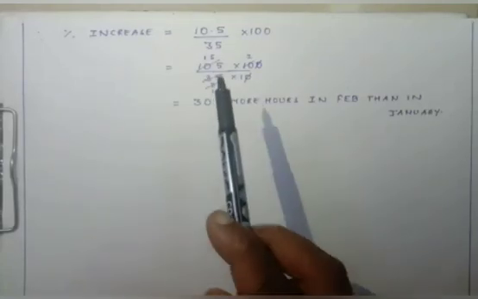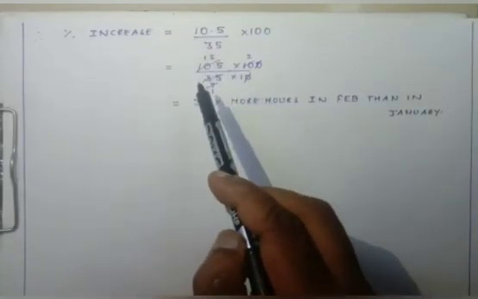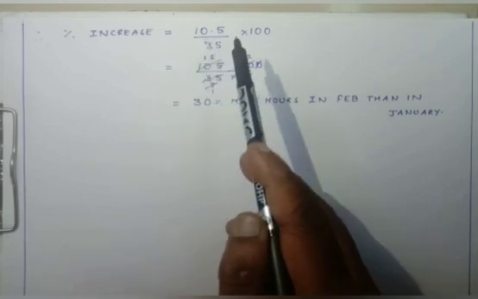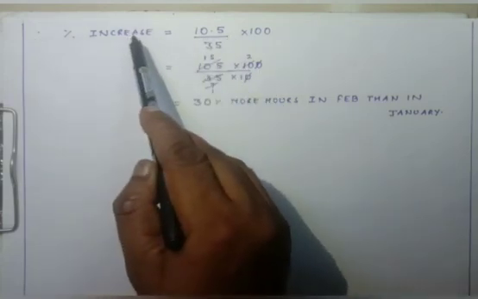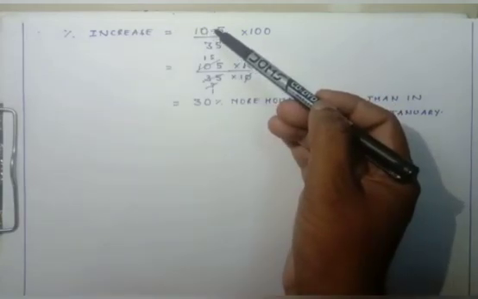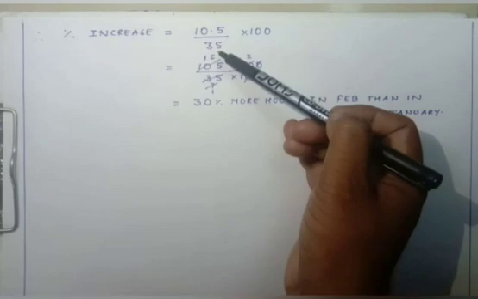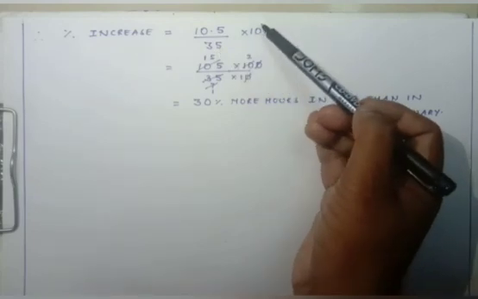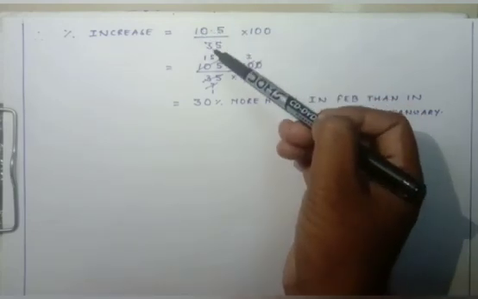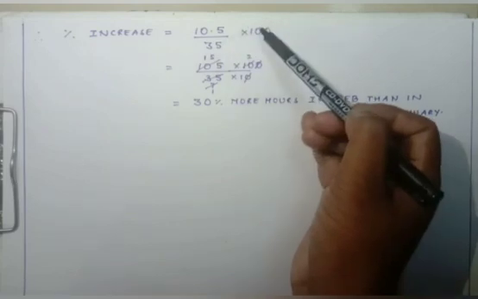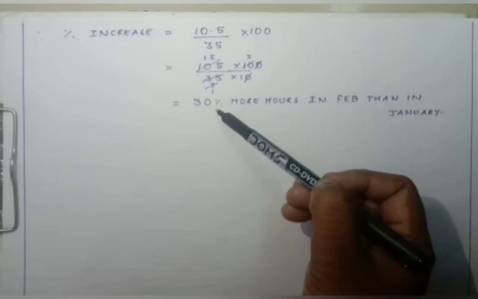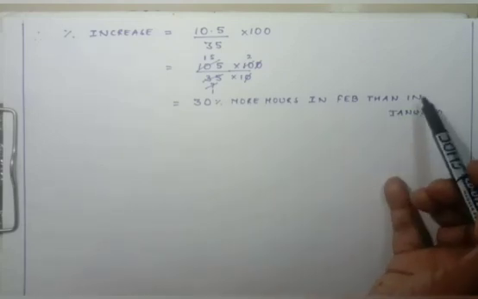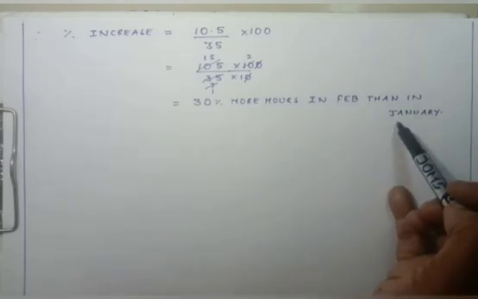So easily we can say that 45.5 is more than 35. So there is an increase. So percent increase is equal to change in quantity upon original quantity into 100. That is 10.5 upon 35 into 100. When you solve it, you are going to get 30% more hours in February than in January.